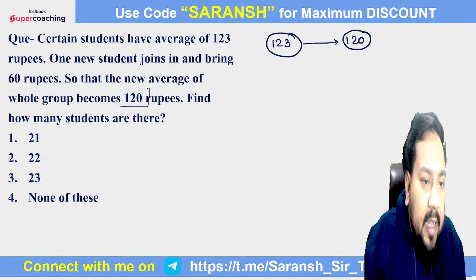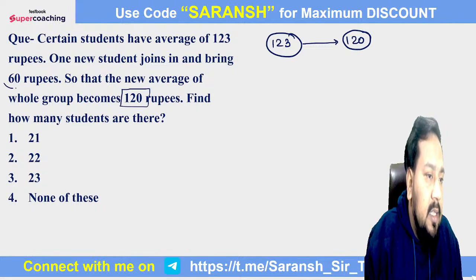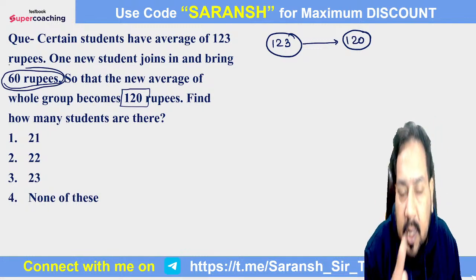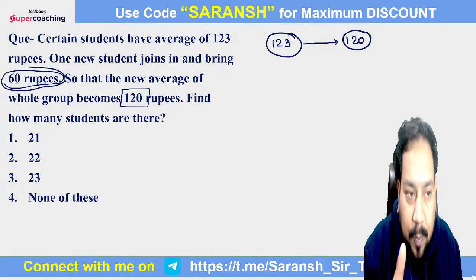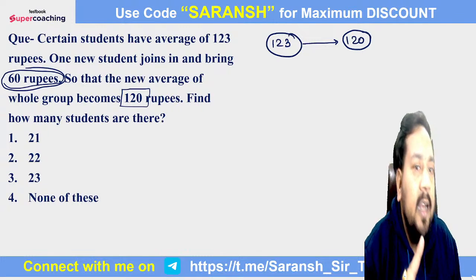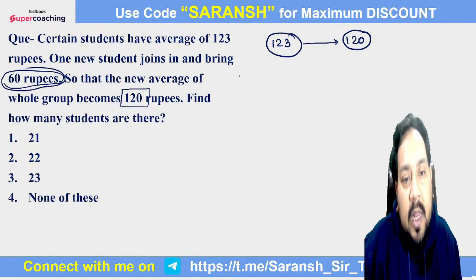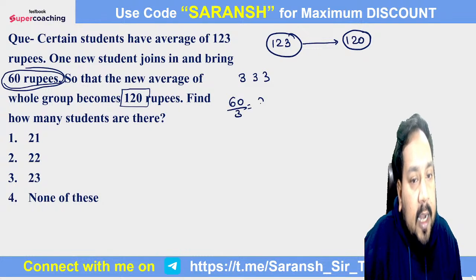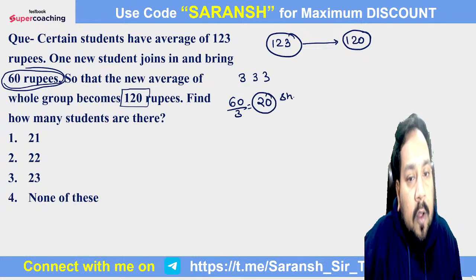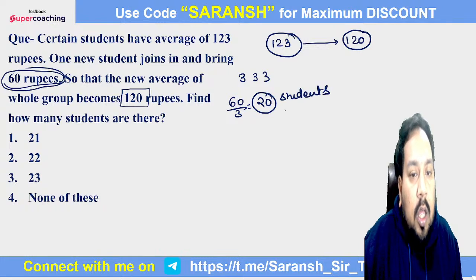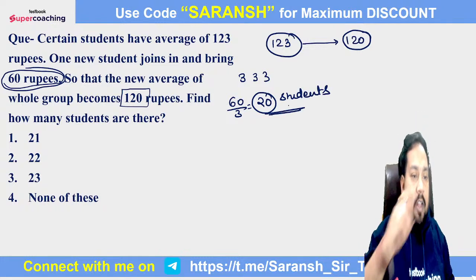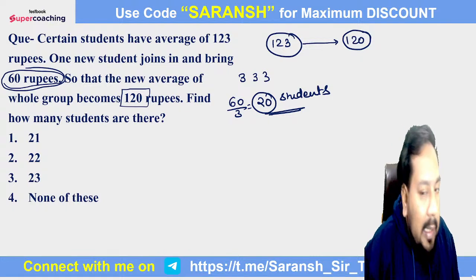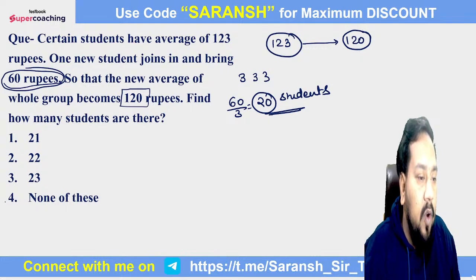If the new average is 120 rupees, this 60 rupee guy will also have 120 rupees. It means 60 rupees will be increased. And how will the 60 rupees be increased? 60 by 3, that is 20 students will give him 3 rupees each, with which the whole group's average will be 120. Answer will be what? None of these.